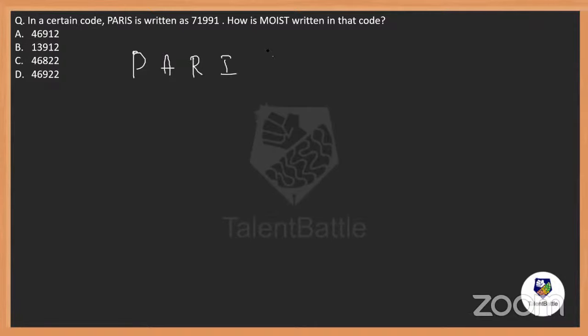Paris is coded like 71991. Now they are asking how MOIST is coded. For this kind of coding and decoding questions, always use alphabets and their numbers. If you can use alphabets and their numbers, it will be easy for you to solve this kind of problems.